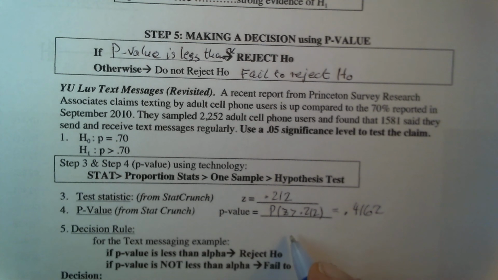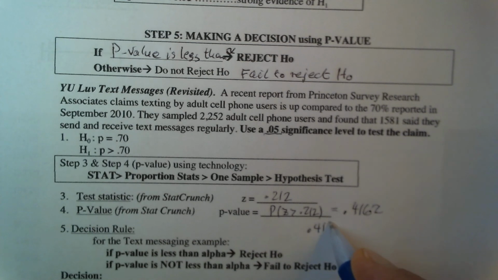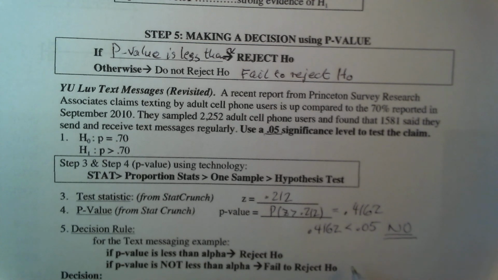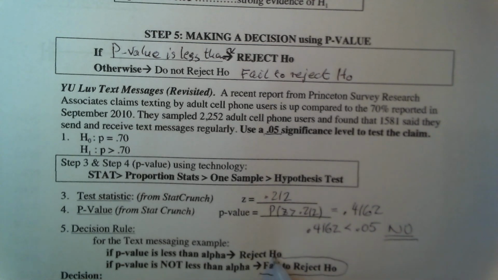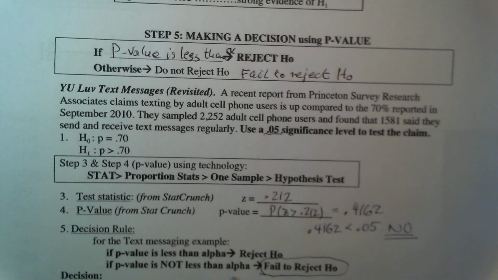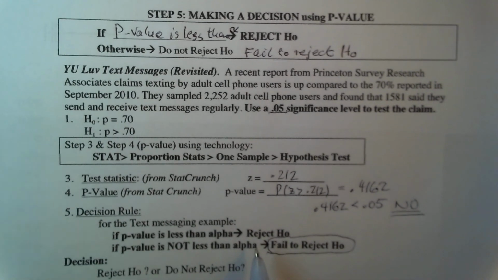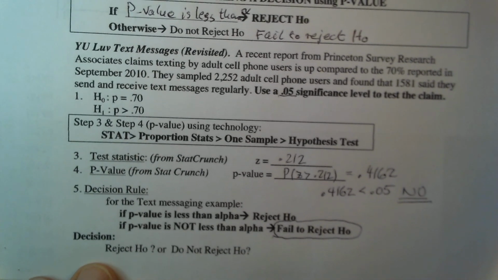And so the question is, since alpha, the significance level, was 0.05, is the p-value less than alpha? Well, the p-value is 0.4162, and alpha is 0.05, and that's clearly a no. And therefore we fail to reject the null hypothesis. The p-value is not less than alpha. So we do not reject the null hypothesis.